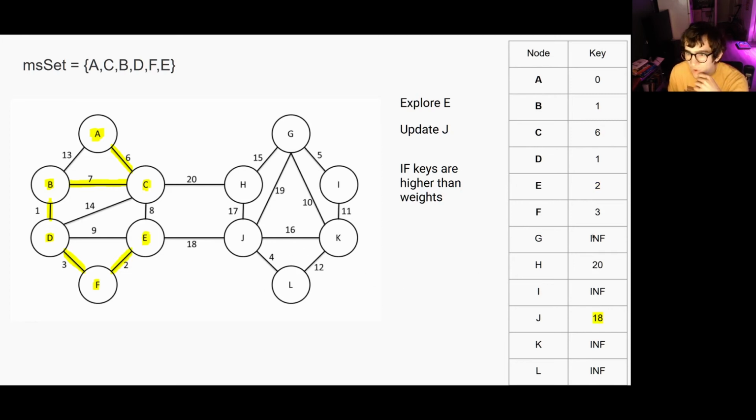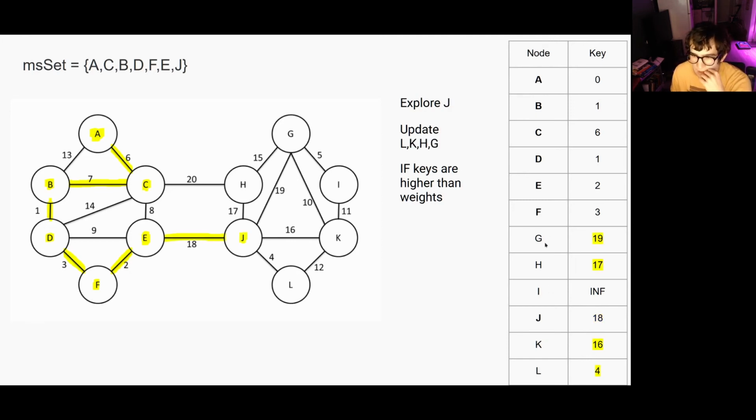Now, the only node here, well, not the only node, we actually have 2. We have H and J is obviously lower at 18. So once we get to J, we're going to have a few nodes to update. We're going to have H, which we can update to 17, K, which we can update to 16, and L, which we can update to 4. So let's go ahead and do that. Oh yeah, as well as G. Let's go back one. Yeah, so update G since 19 is less than infinity.